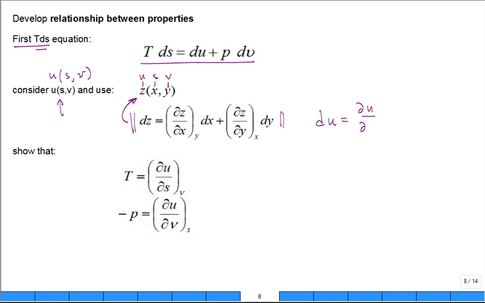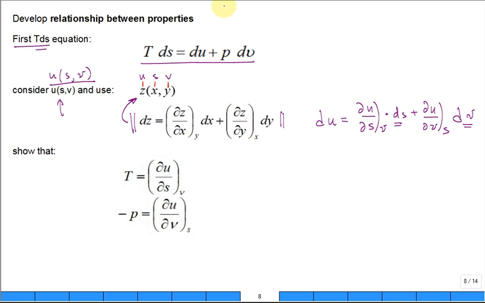So we pick up the partial with respect to S, holding V constant, times dS, plus the partial of U with respect to Y, which is V, holding X constant, times dV. True? So just by mathematics, if U can be thought of as a function of S and V, then a small change in U can be related to a small change in S and a small change in V.